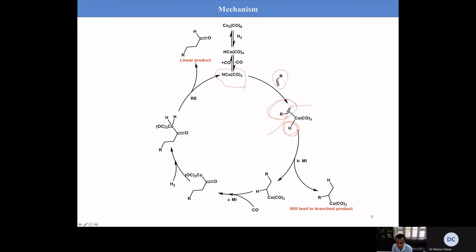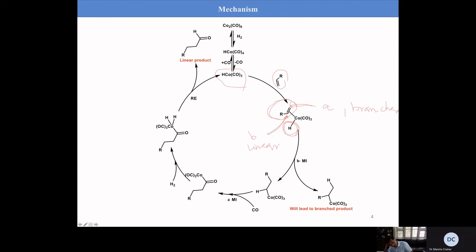So it doesn't really matter whether hydride is adding at the terminal place or in the internal place. But in this case, it matters whether hydride goes to, let's say, A or hydride goes to B, because A would be leading to the branched product, right? This is going to be the branched product, and this mode of addition is going to be linear product formation, right? So this matters a lot now.